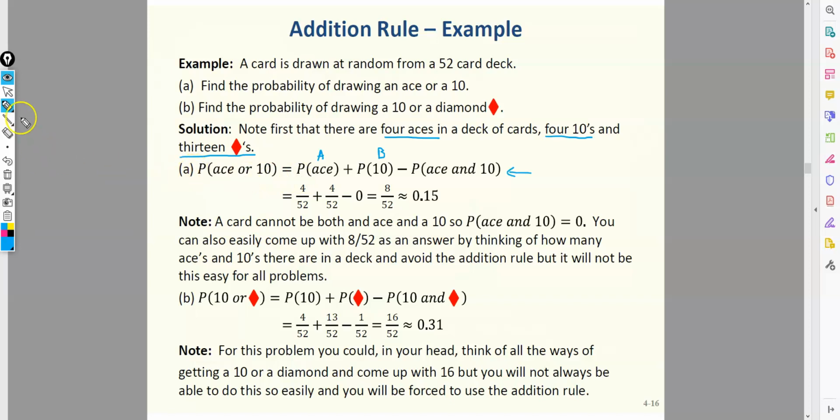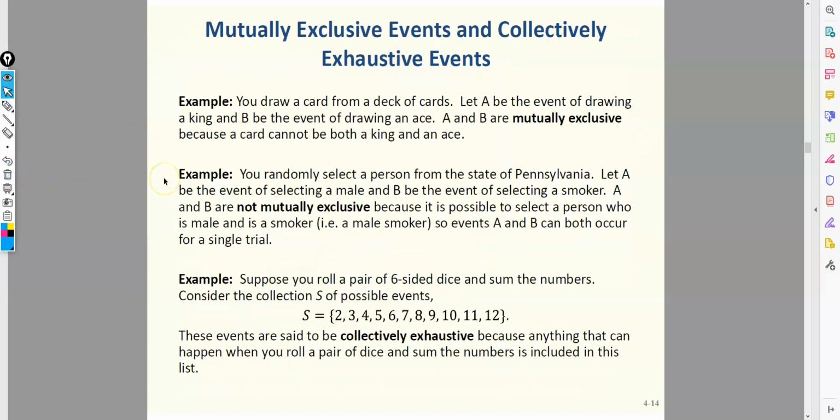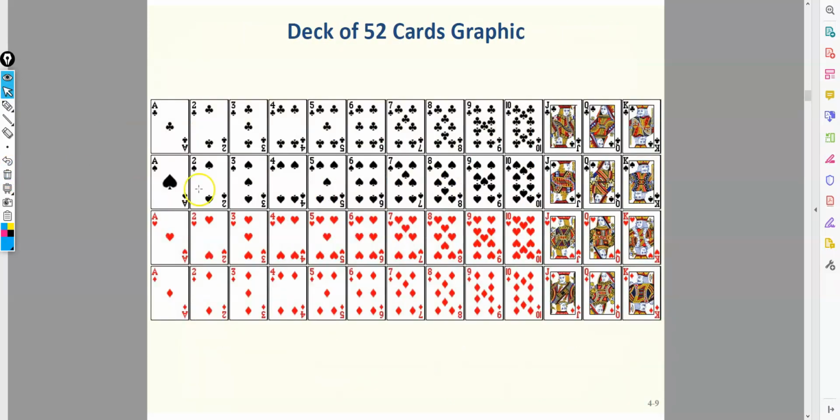For example, if you think back to a deck of cards, right here we have pictured a deck of cards. So right here's our deck of cards, and we wanted to find the probability of drawing an ace or a 10, so of course we have 4 aces and 4 tens. So obviously the answer is going to be 8 over 52. And notice how we had to add these two numbers. So that's why we call it the addition rule. Now let's take a look at part B.